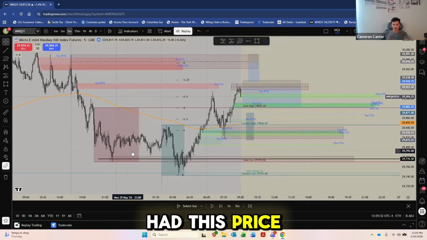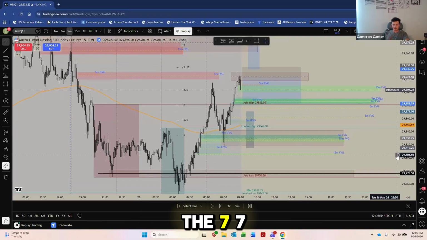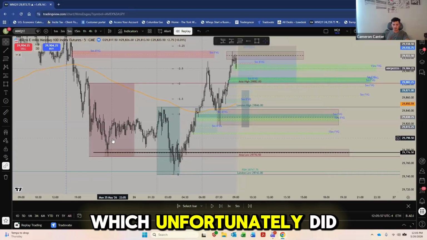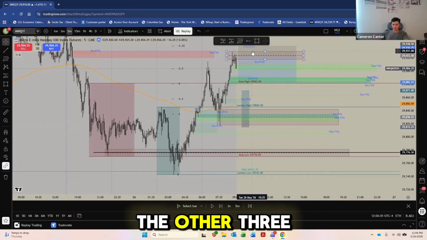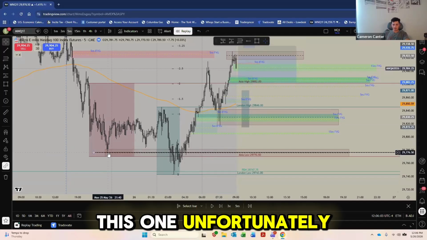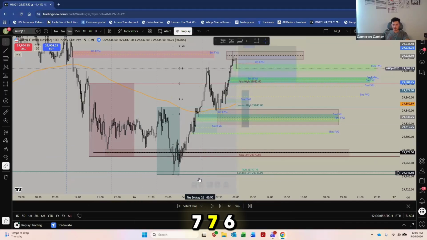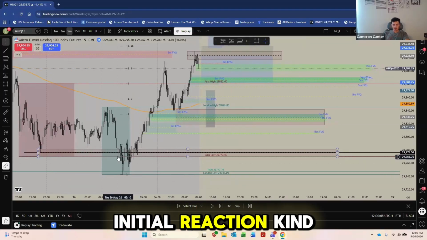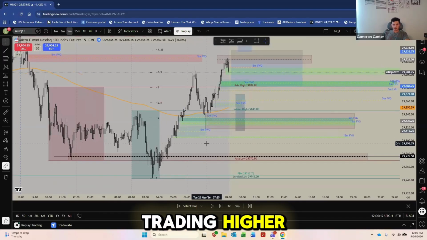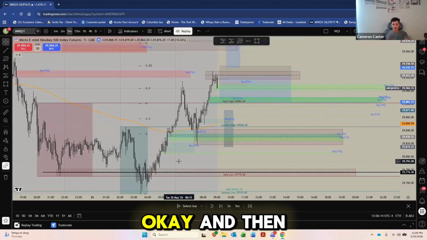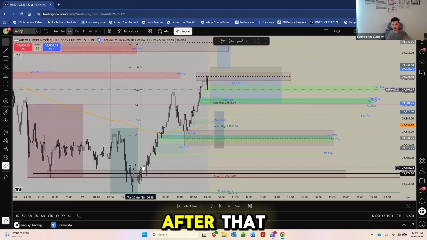Last night we had this price action. I sent the 776 level, which unfortunately did not work, right? This is the exact same thought process as the other 3 trades I took. This one unfortunately did not work. 776, it had an initial reaction, kind of looks like, but ended up just trading through it and then trading higher.